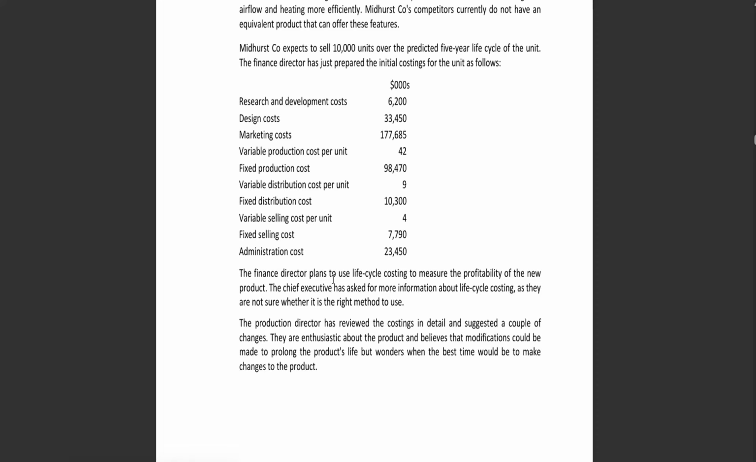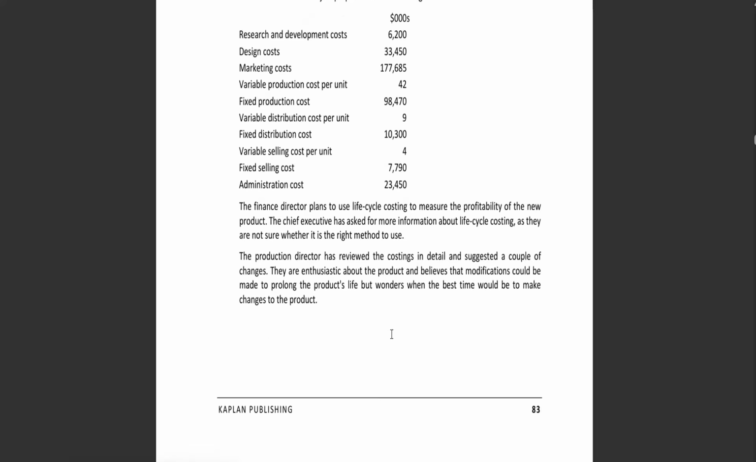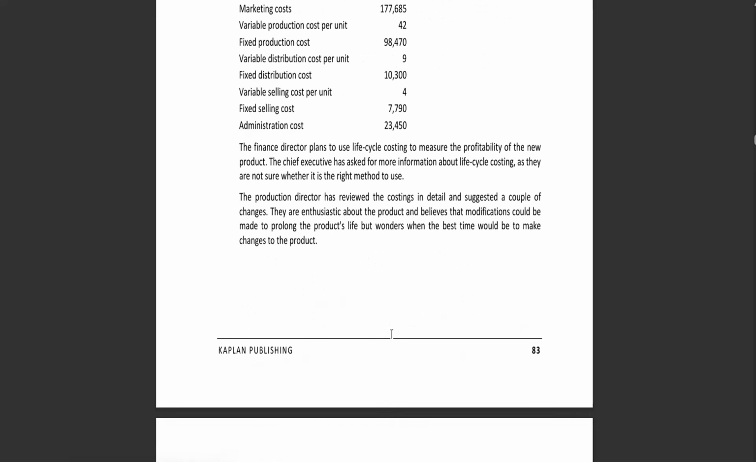The finance director plan to use life cycle costing to measure the profitability of a new product. Chief executive has asked for more information about life cycle costing as they are not sure whether it is the right method to use, and the production director has reviewed the costing in detail and suggested a couple of changes. They are enthusiastic about the product and believe that modification could be made to prolong the product life, but wonder when the best time would be to change the product. So that's fine, that's a very small part given in the scenario.